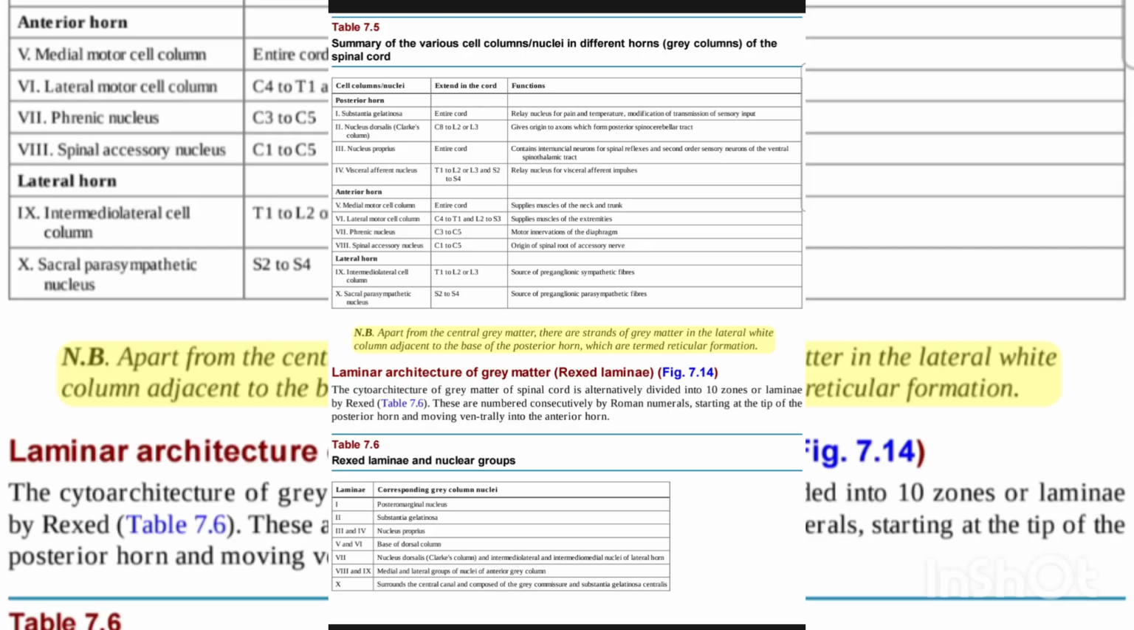NB. Apart from the central gray matter, there are strands of gray matter in the lateral white column adjacent to the base of the posterior horn, which are termed reticular formation. Laminar architecture of gray matter, Rexed laminae, Fig. 7.14. The cytoarchitecture of gray matter of the spinal cord is alternatively divided into 10 zones or laminae by Rexed, Table 7.6. These are numbered consecutively by Roman numerals, starting at the tip of the posterior horn and moving ventrally into the anterior horn. Table 7.6: Rexed laminae and nuclear groups.